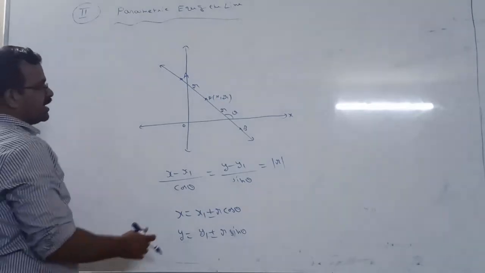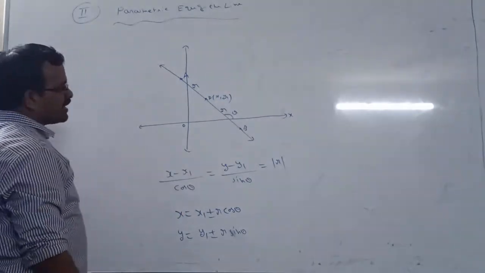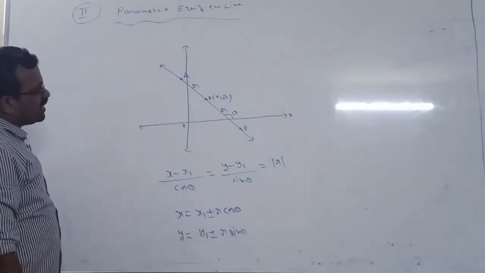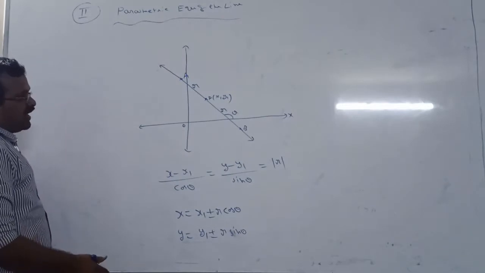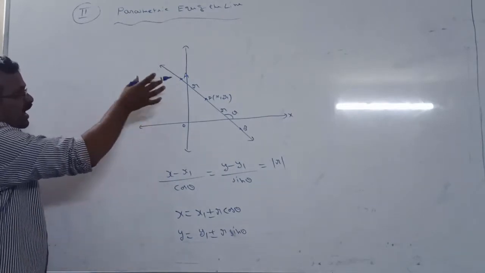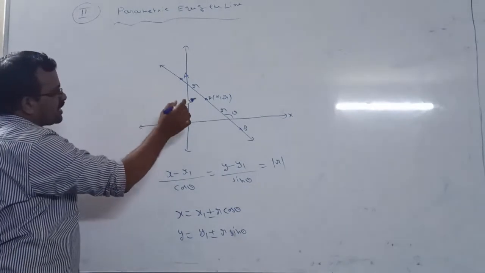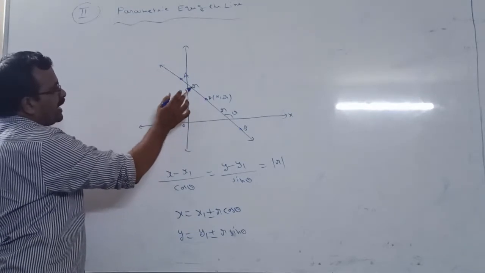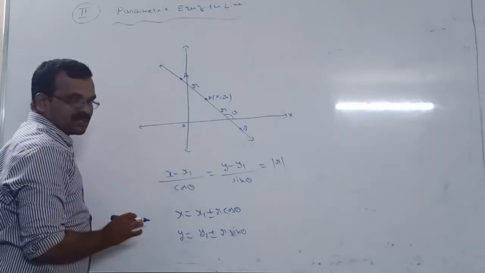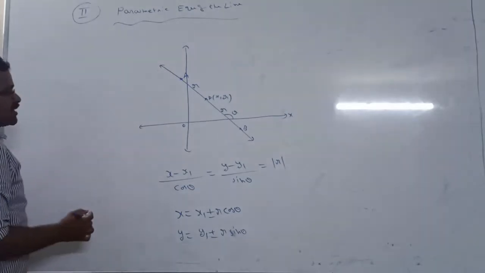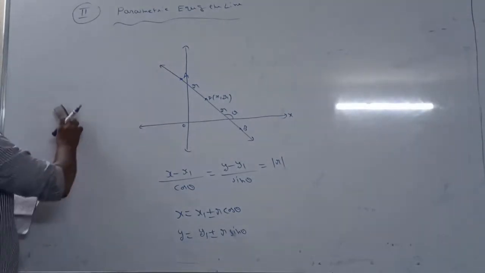So this formula is called the parametric equation of the straight line. Here theta is the angle made by the line with the positive direction of the x-axis. This formula is useful to find the points on the line, any two points on the line from any point at a fixed distance. For example, see one question according to this concept.